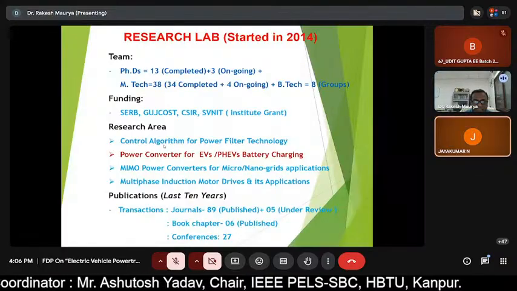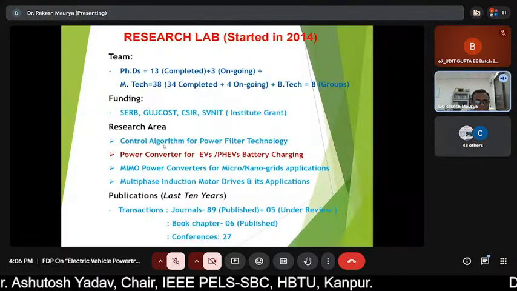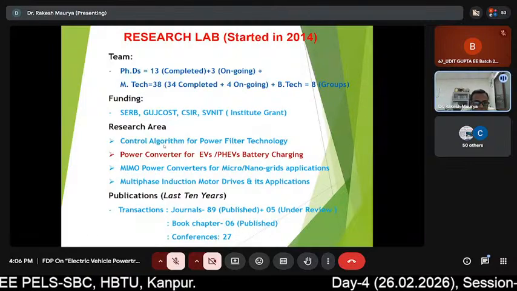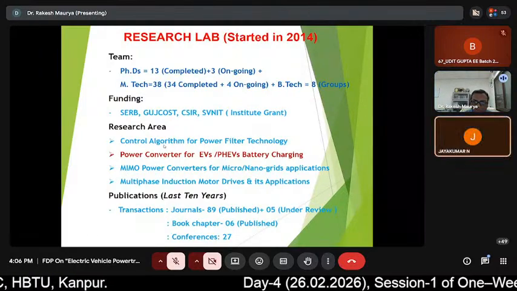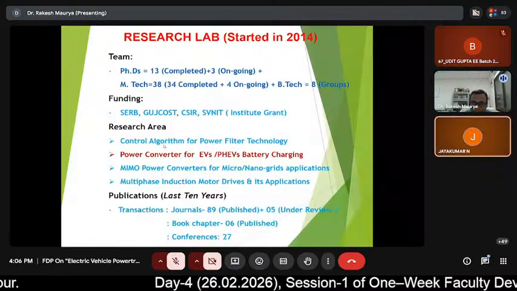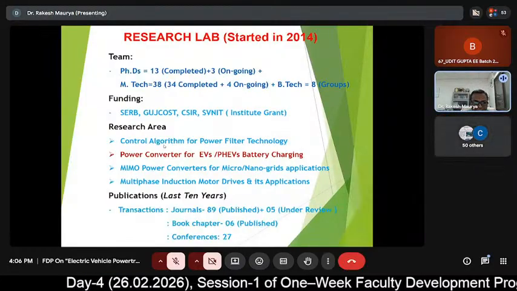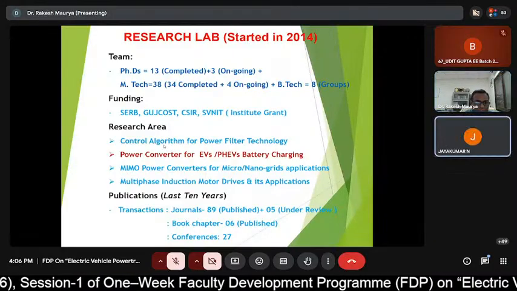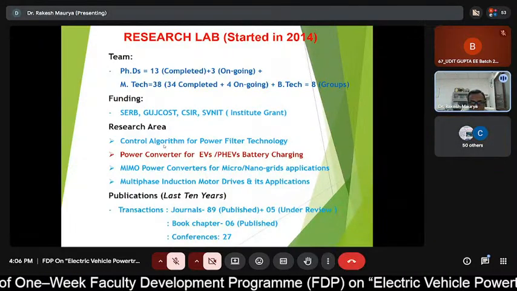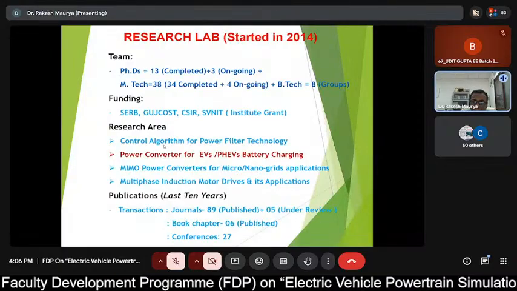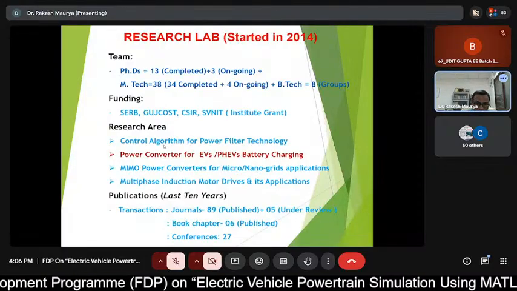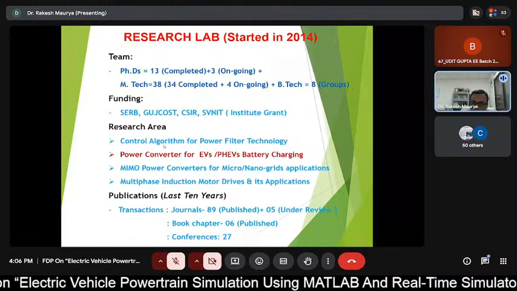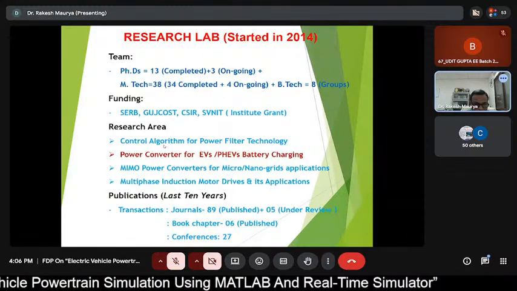We are supported by the Department of Science and Technology, then the Gujarat Council of Science and Technology, then CSIR, and of course SPN. The key research areas where I work are mainly control algorithms for power filters, power converters for EV charging, and very recently multi-input, multi-output power converters for microgrid and nanogrid applications. And lastly, the multi-phase induction motor drive and its application.